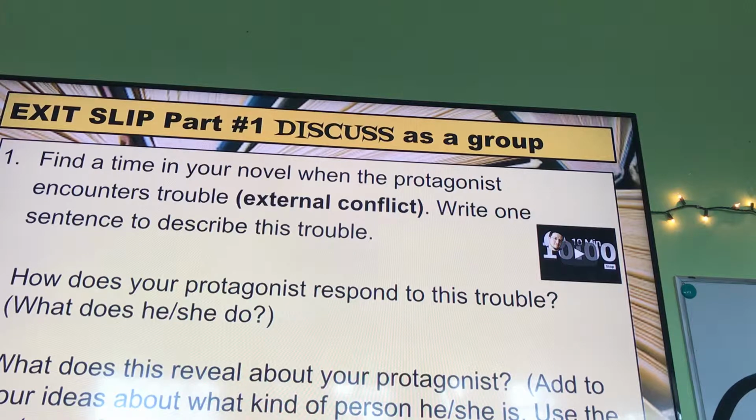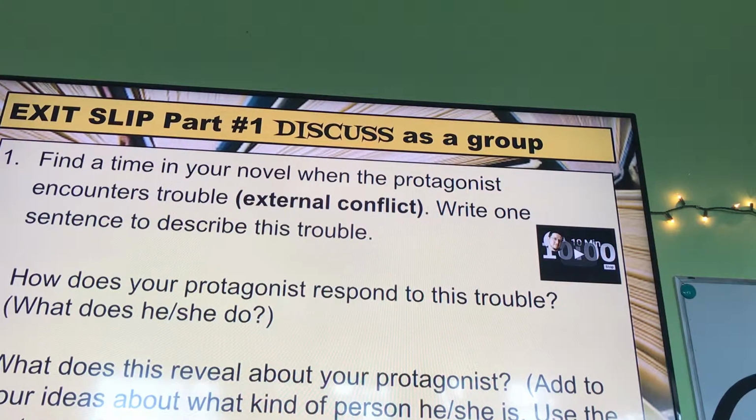So in your groups, you got together and decided which conflict are we going to talk about? And you pick that trouble, that conflict. And then write one sentence to describe it. And I shouldn't use the word conflict and not trouble now that I'm looking at that. Then your second question on there is, how does the protagonist respond to this trouble? What does he or she do? So you want to say, just like he picked up his rifle, he aimed at the shadows, he lowered the rifle. Those are things that he did. The third question, what does this reveal about your protagonist? What kind of person is he?